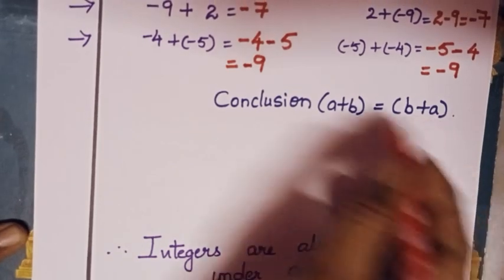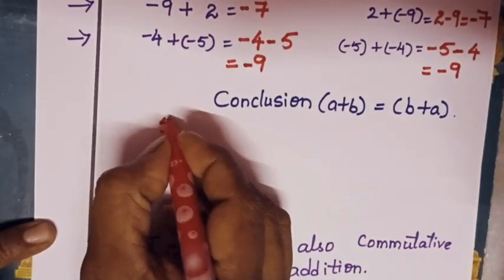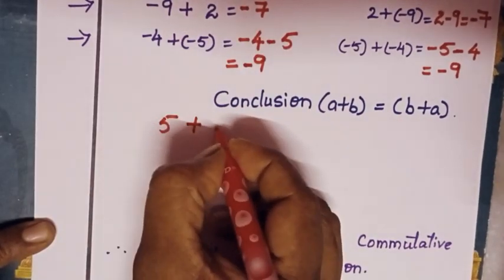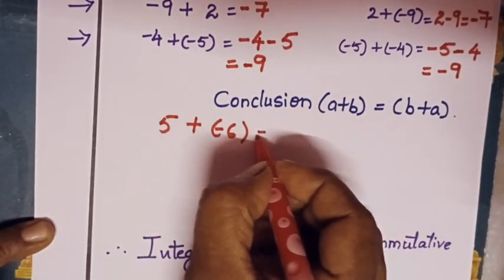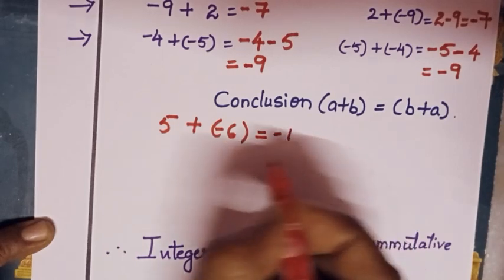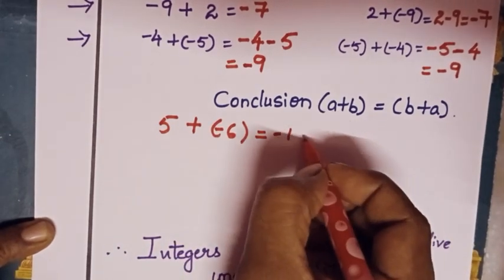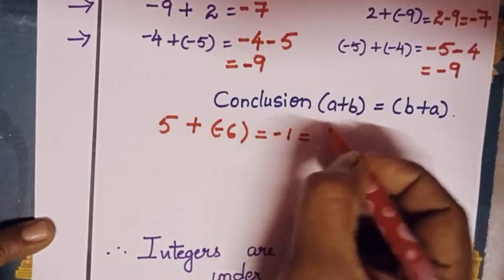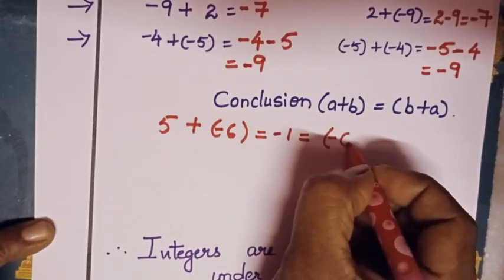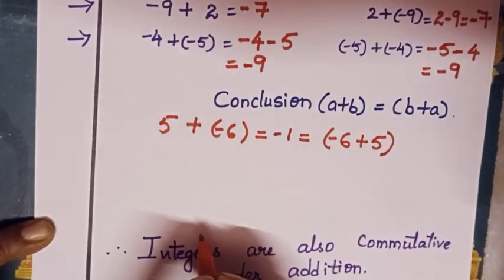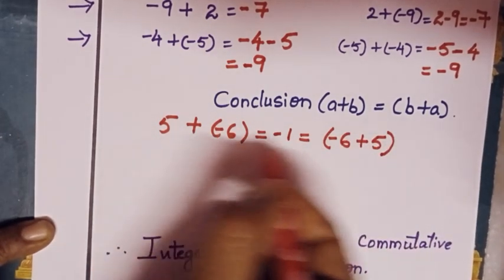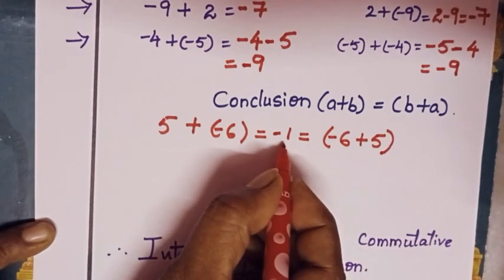So, which we have taken? First one, 5 plus minus 6, which has given the answer as minus 1. This is A plus B equals B plus A, that is minus 6 plus 5. So, A plus B equals B plus A, which is equal to minus 1.